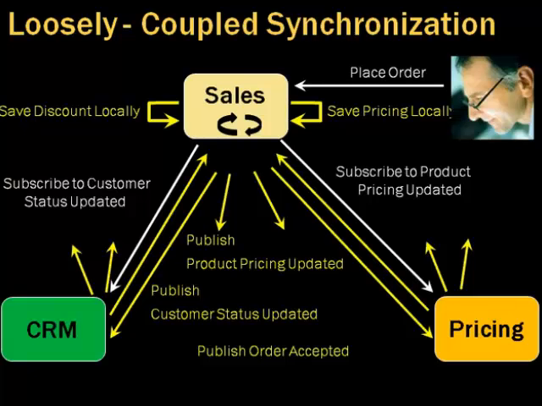So anytime that something happens in the world of CRM with respect to customer status, sales is interested. So we want to subscribe. We want to say, tell us when someone becomes a platinum customer. That's interesting to us. And CRM periodically publishes these customer status updates. Now, the CRM system can do it right away. So the millisecond that the customer status changes, we can publish an event.